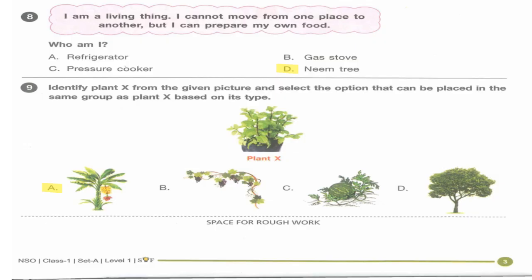Here the plant X is a mint plant and option A is a banana plant. Both mint and banana can be placed in the same group based on their type because banana and mint both are herbs. Banana is classified under large herbs and mint is a herb. Hence, the answer is option A, banana plant.